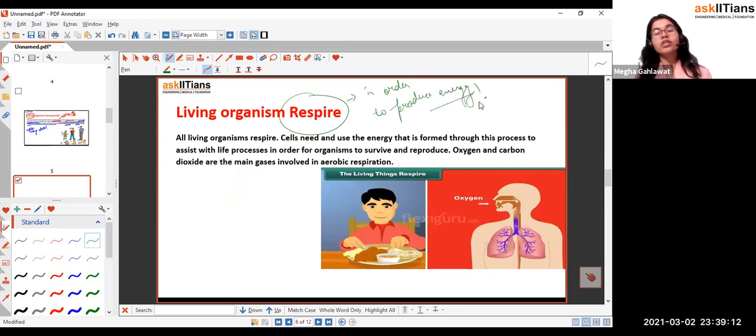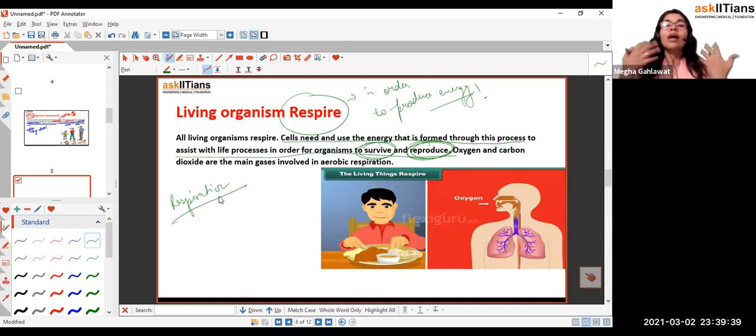And if there is no energy for us in the body, our body cannot move. So cells need and use the energy that is formed through the process of respiration. And it is very important for survival and reproduction. So whenever we talk about respiration, respiration is basically inhalation and exhalation. With inhalation, we take in the oxygen, and with exhalation, we give out the carbon dioxide.